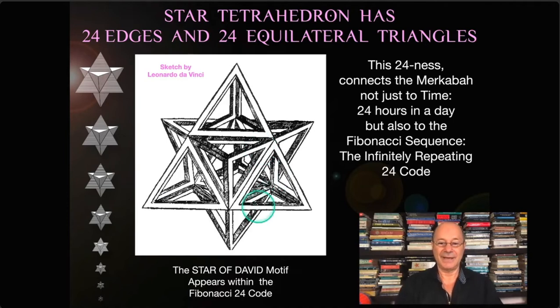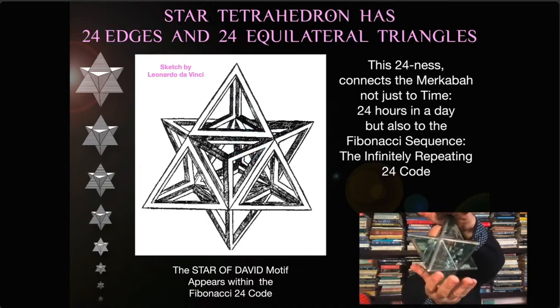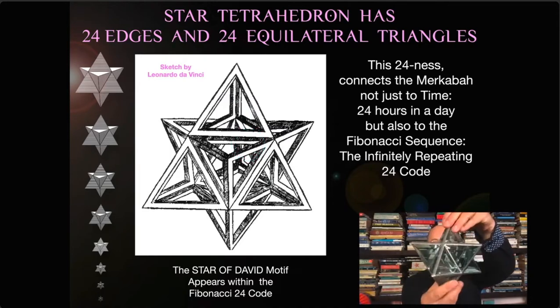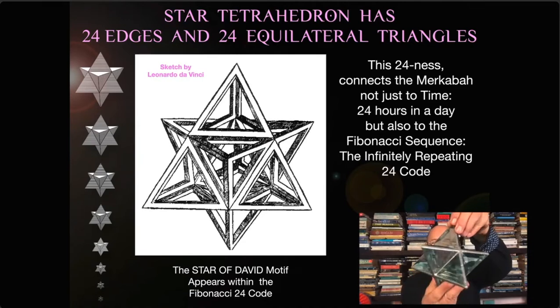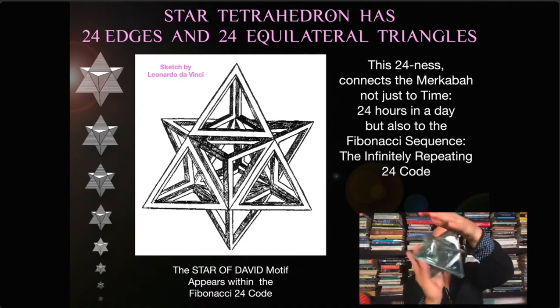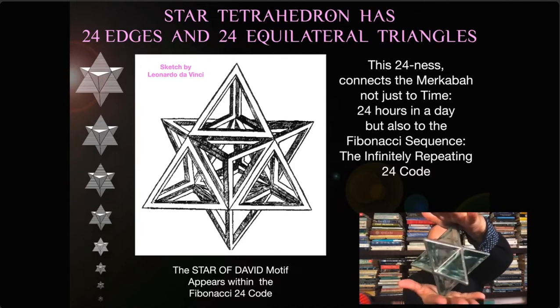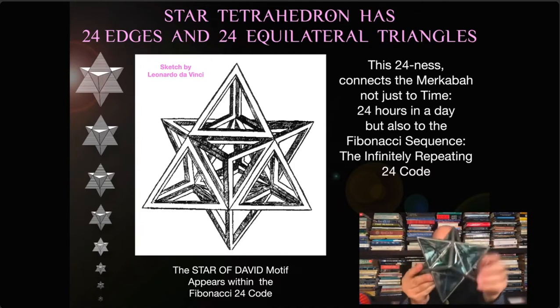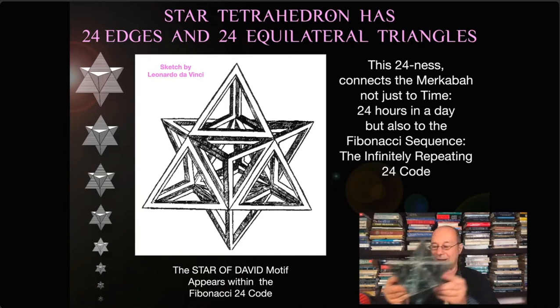So just a little bit of mathematics to get us going: the star tetrahedron, the 3-dimensional form of the star tetra, is 2 tetrahedra, but see how the shadow makes the Star of David. Because the star tetrahedron, this shape, is made up of 24 equilateral triangles and 24 edges. So this is what we call the 8 original cells. And the shadow of this shape is the Star of David.